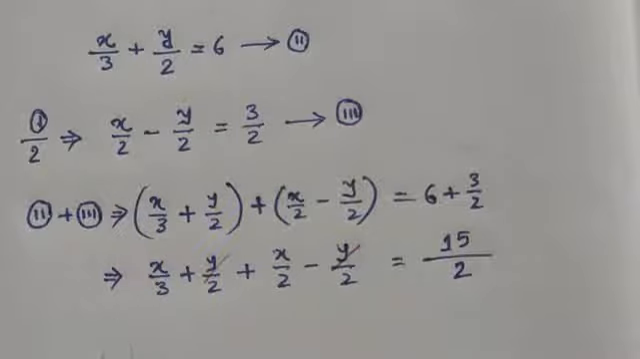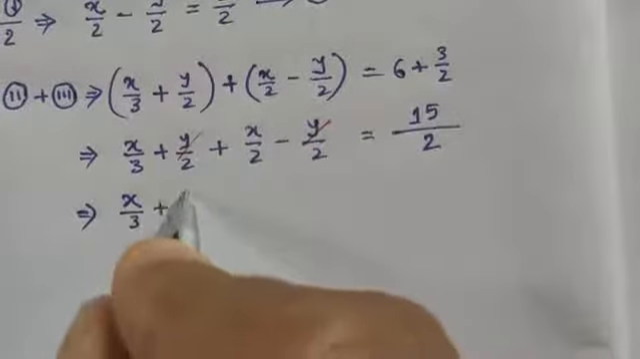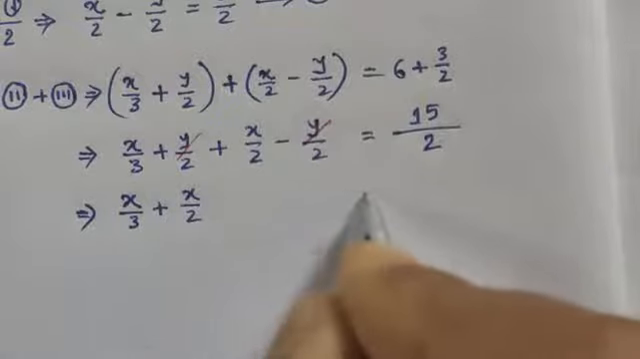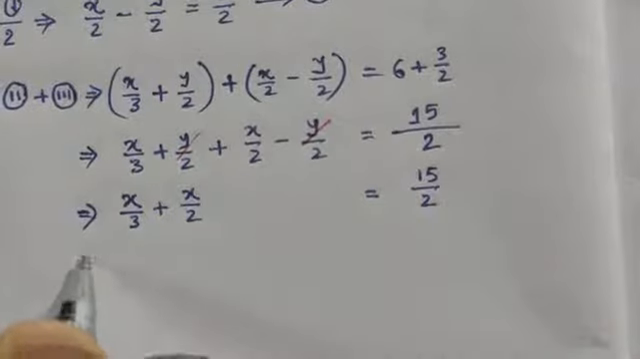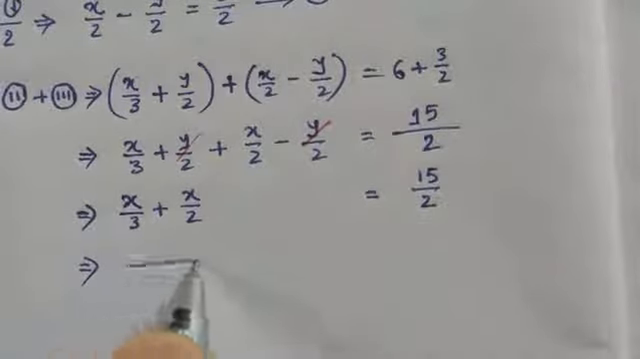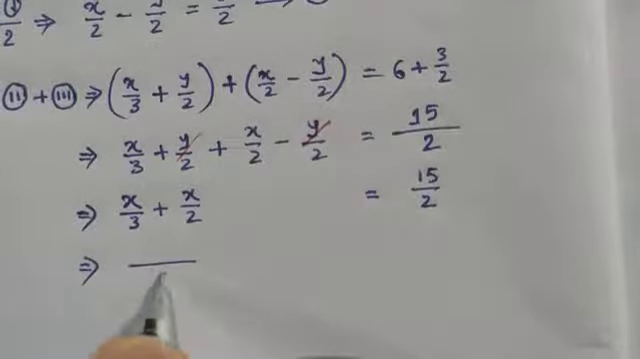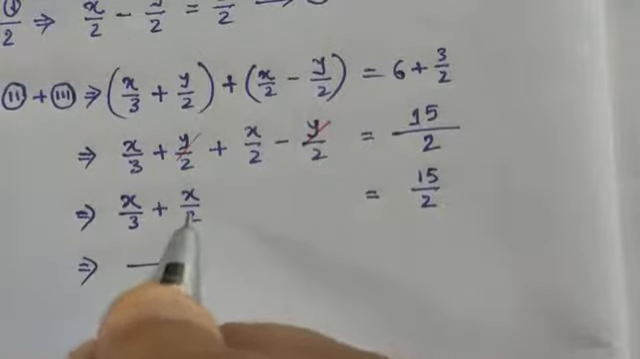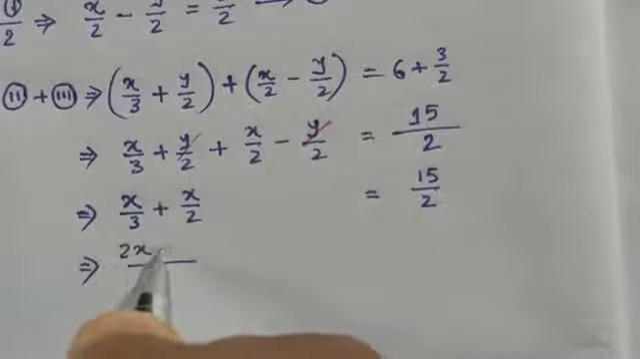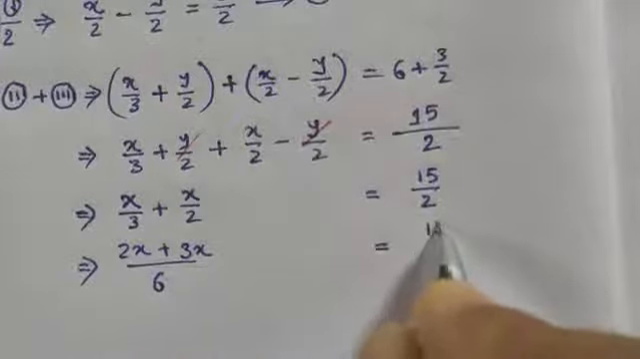Finally, you will get x by 3 plus x by 2 equal to 15 by 2. Clear? If you add them, what is the LCM of 3 and 2? Yes, it is 6. So 3 twos are 6, 2 threes are 6. It will be 2x plus 3x over 6, equal to 15 by 2.